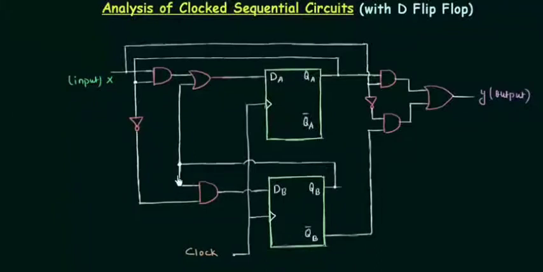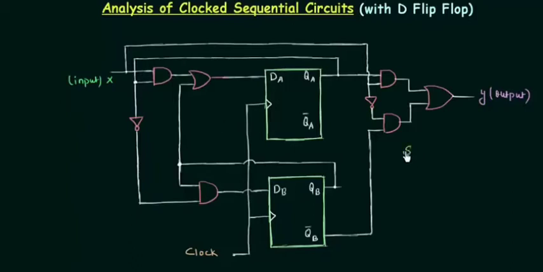In this you can see the input is X, the output is Y, and two flip-flops are used, and both the flip-flops are D flip-flops. Also gates are used as our combinational logic, the input combinational logic and the output combinational logic. So the first step, let me write it down.